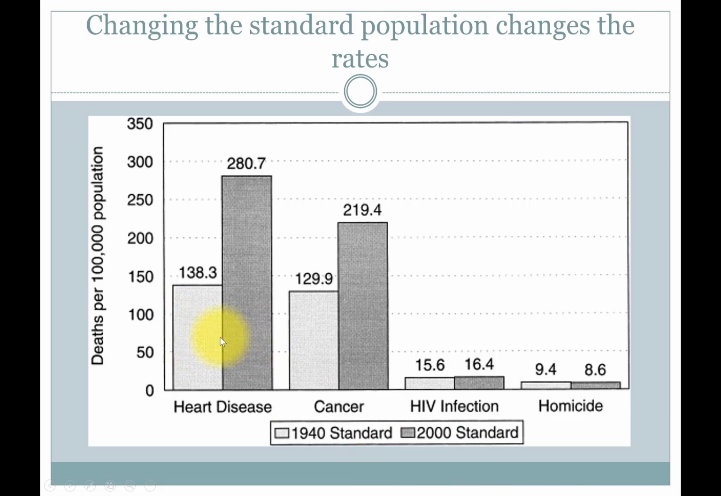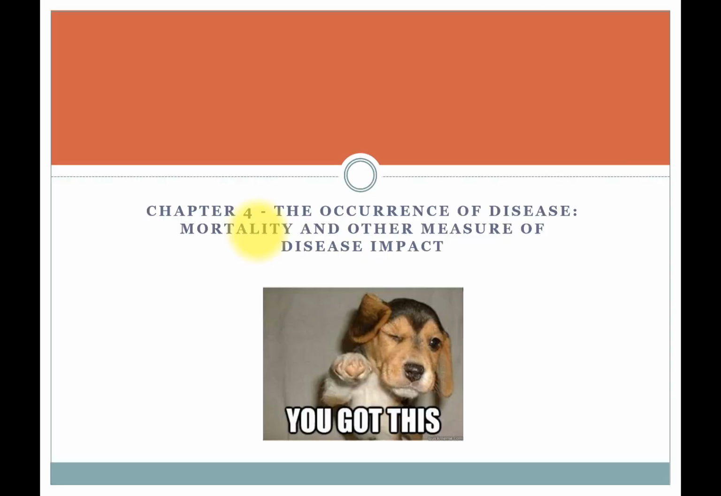So by changing the standard population and taking into consideration that now we have a much greater segment of older people, you can see that when we calculate those rates, they actually seem to almost double. Okay, so this has to do mostly with the age distribution and not necessarily that more Americans are actually suffering from heart disease. So this is it.